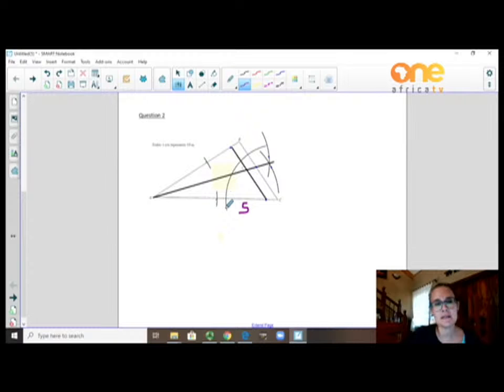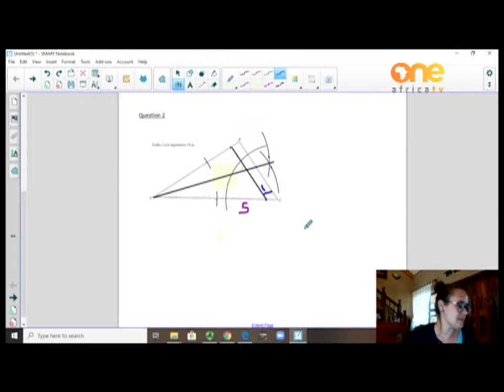There's your 5 centimeters, and you rule your angle bisector, your circle around point C, 5 centimeters. Remember, that one is only 1 centimeter between these two lines. And then write the letter T in the region where the treasure is hidden.